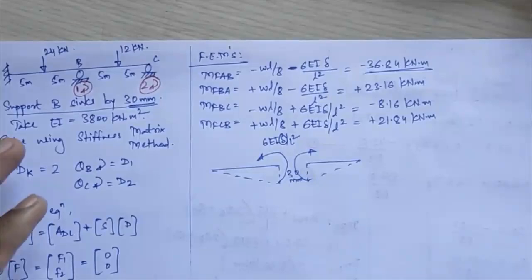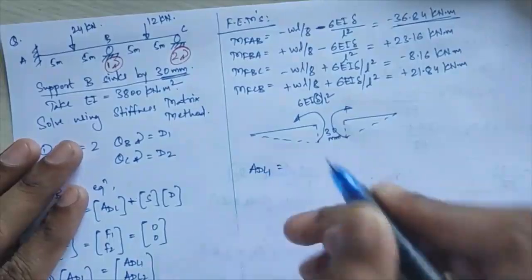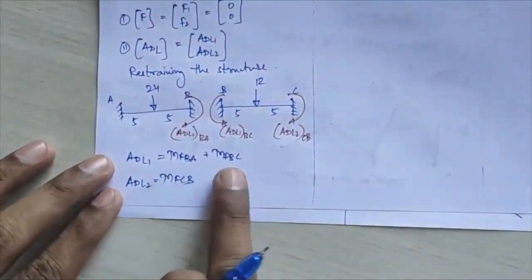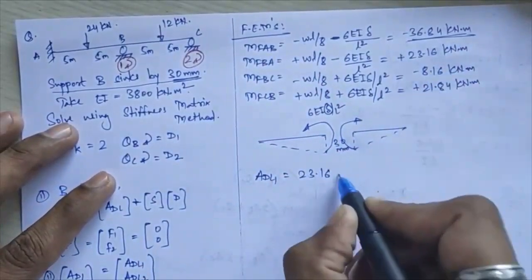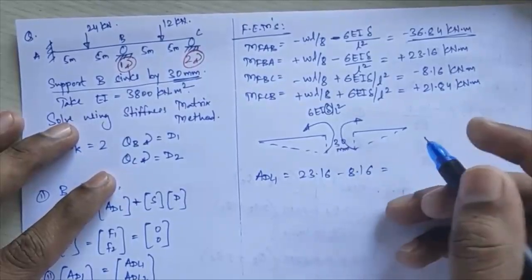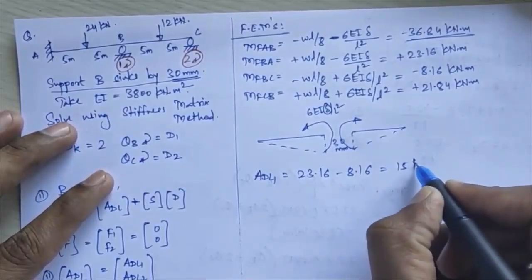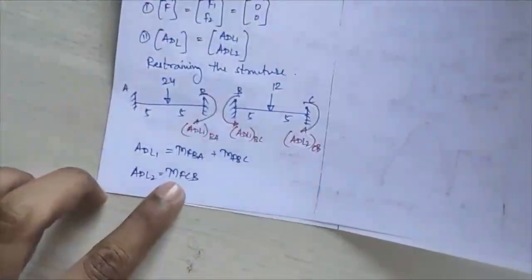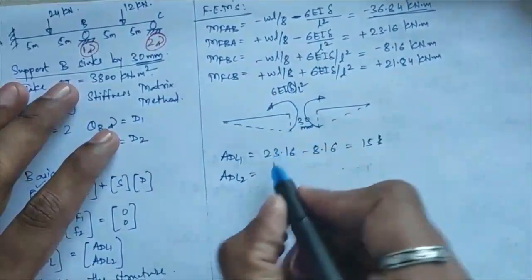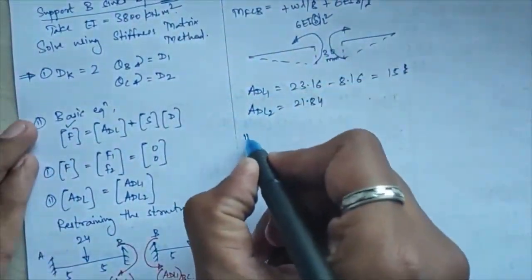Okay, so considering these values, we will calculate our ADL1 and ADL2. So ADL1 is your fixed end moment of BA plus BC. So BA I am getting 23.16 and BC minus 8.16. So this gives me a total of 23.16 minus 8.16, that is 15. Okay, and ADL2 is equal to your value of MFCB, which is 21.84. So that is your ADL1 and ADL2 values. Next we will go for your stiffness matrix.